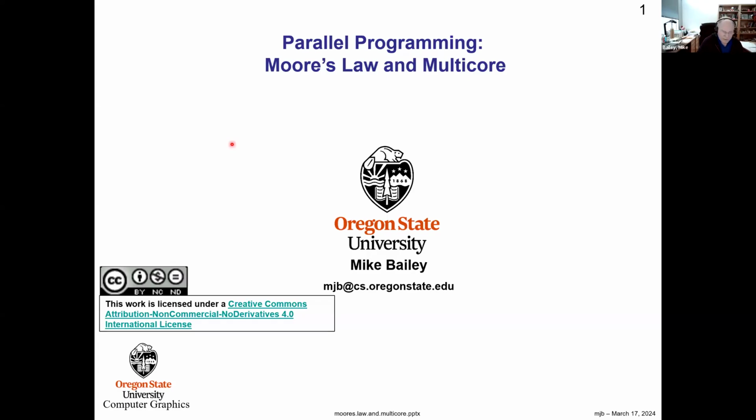Moore's law. There is nothing more sacred in all of computing than Moore's law. And as we'll see, it wasn't a law so much. There was no theoretical foundation behind it. It was an observation. But that's become really important in things like multi-core programming.